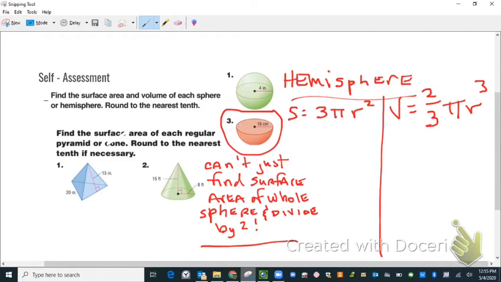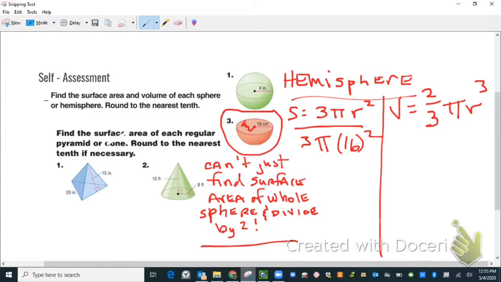It's cut in half. However, because of this portion on the top, that circle that sits on the top, it doesn't work if you take the surface area of a sphere and divide it by 2. This formula will work because this formula represents half of the sphere plus the circle on top, which would be another pi r squared. So 3 pi r squared will do it. So in this case, 3 pi 16 squared.